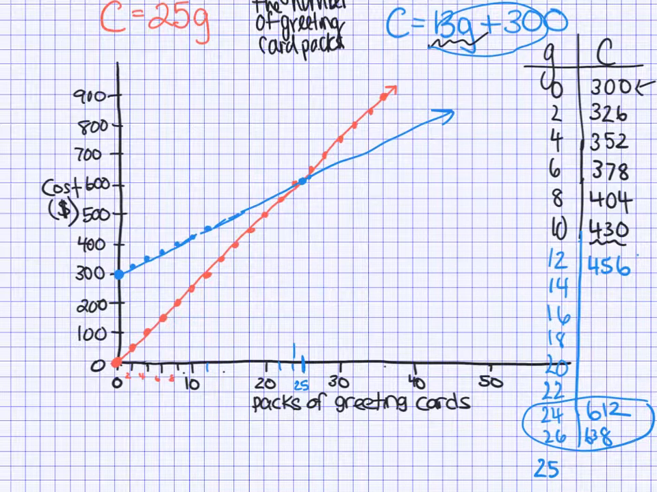So 13 times 25 plus 300 is $625. Sorry, I'm running out of space. $625. And in this one, C equals 25G, we're putting in 25. And we know 25 times 25 is 625. So once you get close to the amount of greeting cards that you have to sell, you would maybe want to test them both out by subbing numbers into both equations and seeing when the cost is exactly the same. And it turns out that's happening at 25 packs of greeting cards.